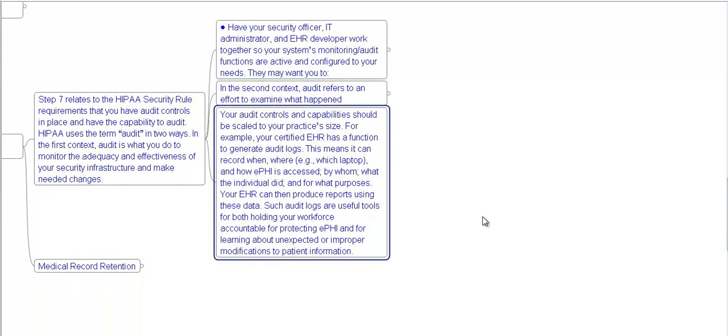Your audit control and capabilities should be scaled to your practice size. For example, your certified EHR has a function to generate audit logs. This means it can record when, where, for example, which laptop, and how ePHI is accessed, by whom, what the individual did, and for what purpose. Your EHR can then produce reports using these data. Such audit logs are useful tools both for holding your workforce accountable for protecting ePHI and for learning about unexpected or improper modification to patient information.